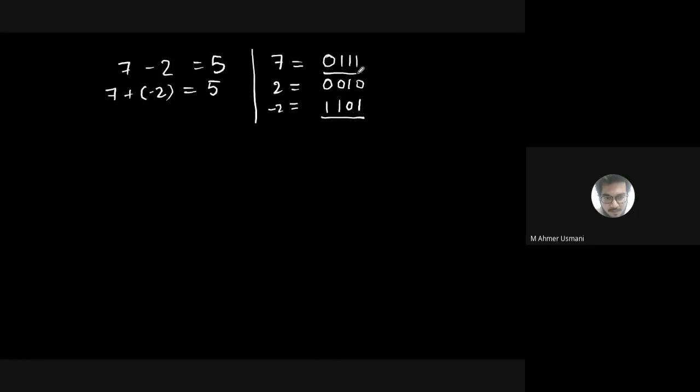So add 7 and add the minus 2. You'll get something which is 5. We'll just do that. So it is 0111 and the second number is 1101. Just try to add it. So 1 plus 1 is what? 0 carry 1. 1 plus 1 plus 1 is nothing but 1 carry 1. 1 plus 1 is now 0, and there is a carry, right?